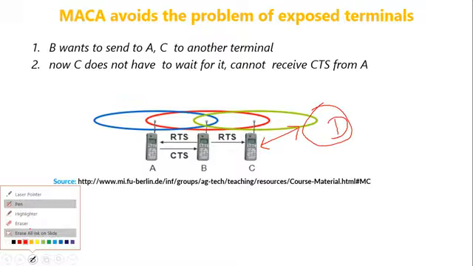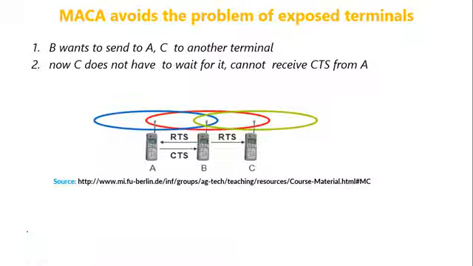Now let us discuss how this problem can be rectified. First, B will send an RTS to A, stating that I want to communicate with you, which includes the sender's IP address, that is B's IP address, the receiver's IP address, that is A's IP address, and the duration of communication. This RTS will be received by A and also by C. But this RTS is intended for A.